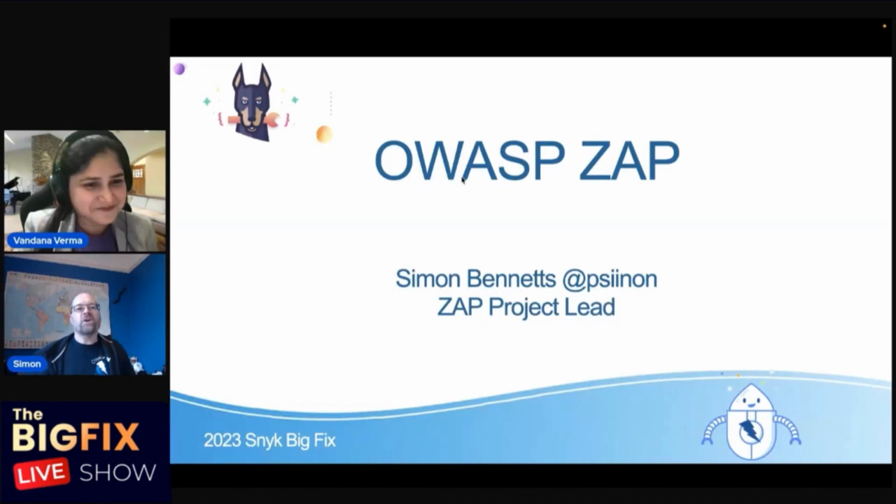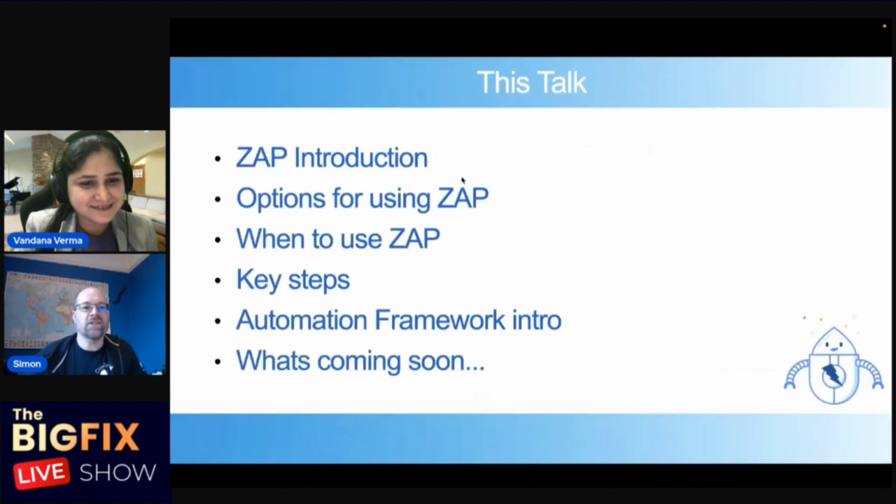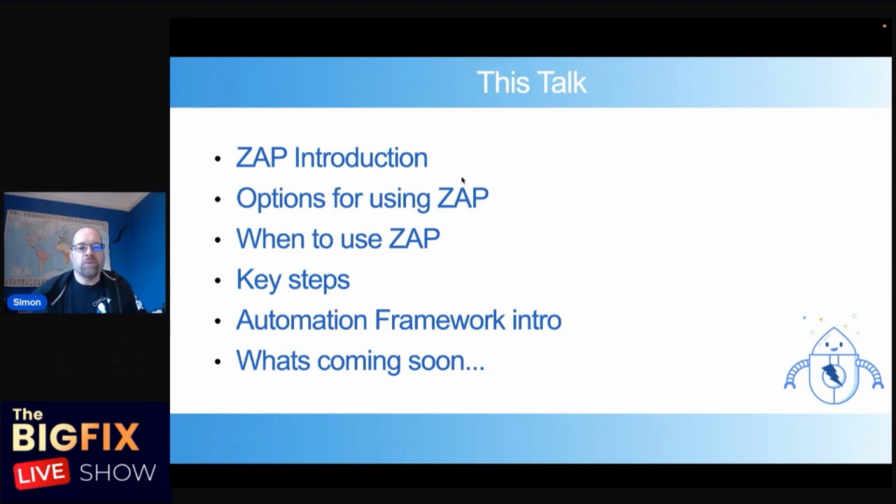So everyone, today we're going to be talking about everything OWASP ZAP, what it is. Some of you know about it, some of you don't. Even if you know about it, there's so much to know. What I'm going to talk about today is an introduction to ZAP, the various ways you can use it, when you should be using it, the key steps you can go through, and an introduction to the automation framework. I'll see how much time I've got at the end, and what's coming up soon.